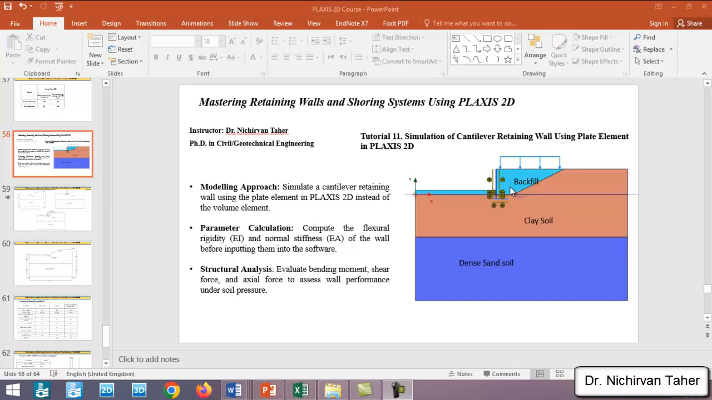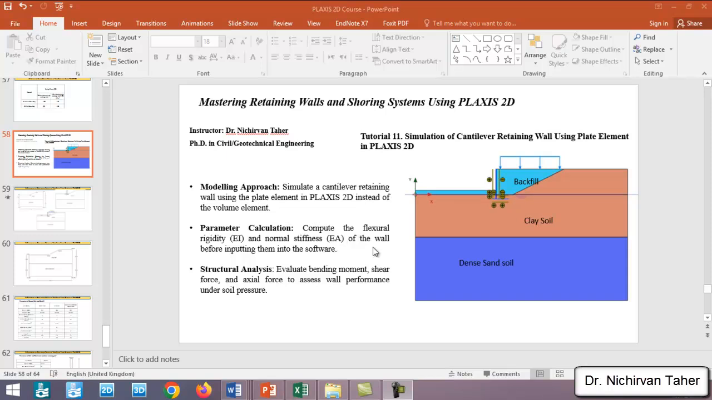So for the purpose of this example, we will use a plate element approach instead of a volume element. Also, when we define, for example, a foundation or retaining wall using a plate element in Plaxis 2D, we need to calculate the flexural rigidity, which is E times I, and also the normal stiffness for the structure. So these are the input values that should be entered into the software.